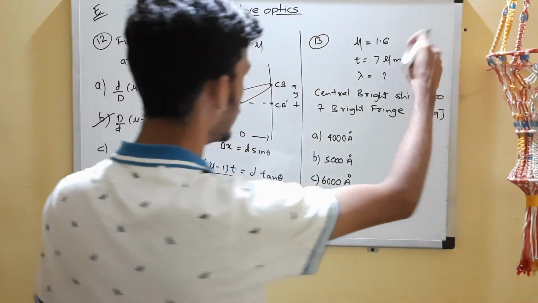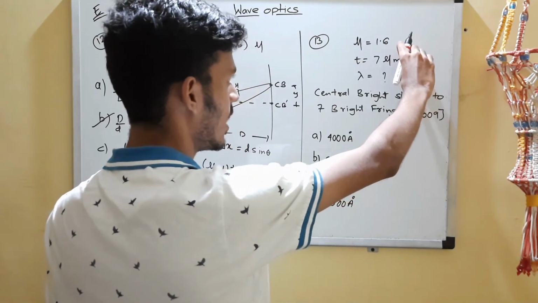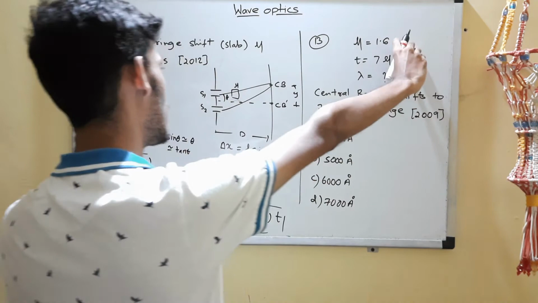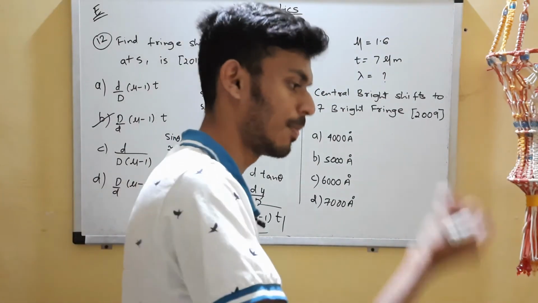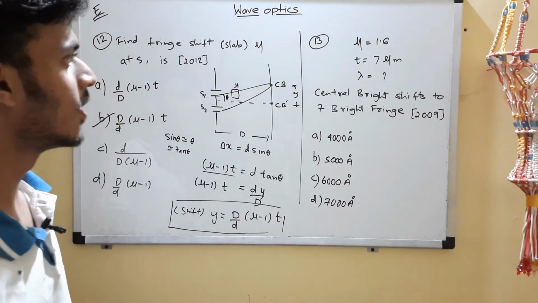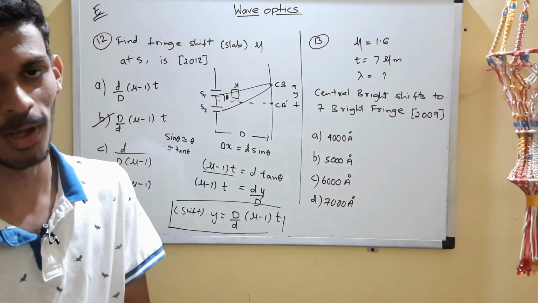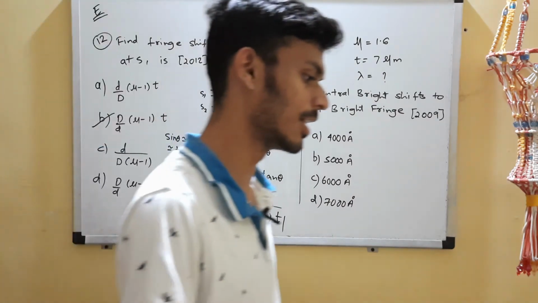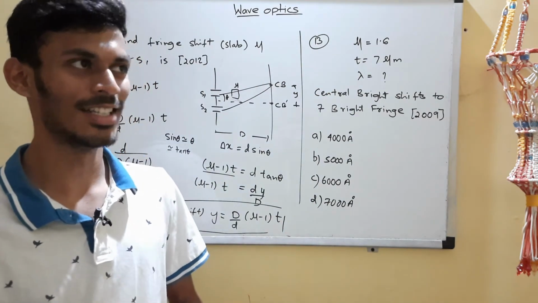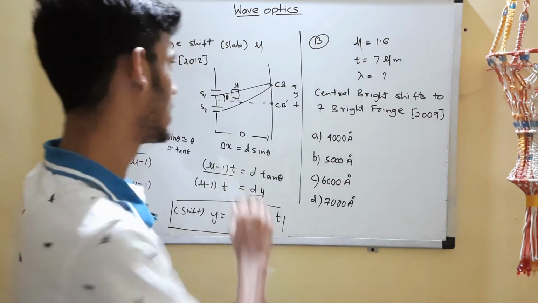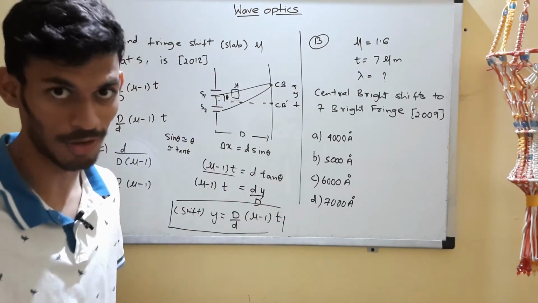Now again a same type of question. Here we are given the numerical values. Here we are given mu, we are given the thickness of the slab. This is the refractive index, this is the thickness of the slab. You are supposed to tell what is the wavelength that we used for that particular YDSE experiment if the central bright shifts to the seventh bright fringe. Basically they conducted the YDSE twice. First time they did it without the slab, and the central bright was formed over here, of course.